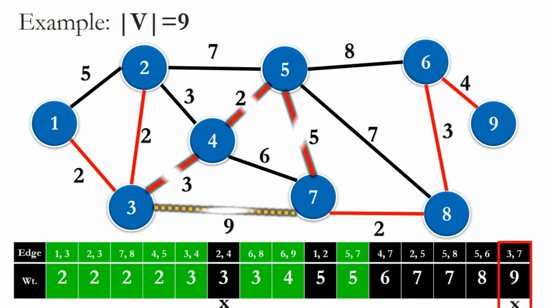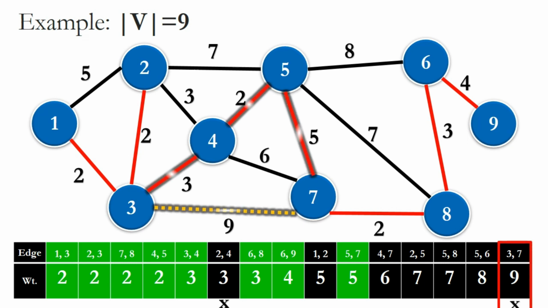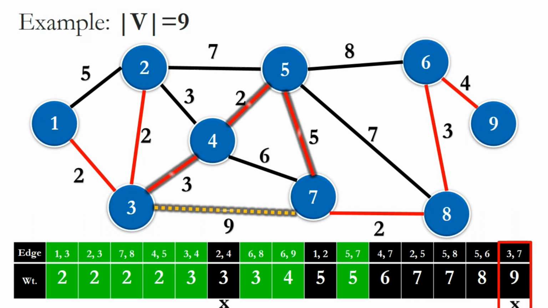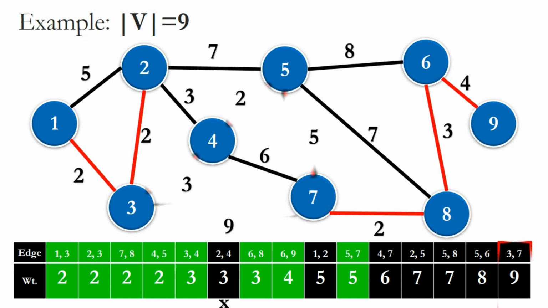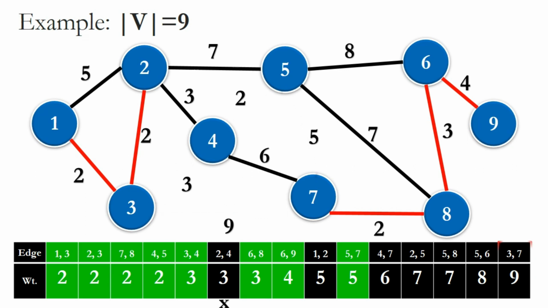Okay, let's proceed to the last element, the value of 9 from vertex 3 and 7 as reference edge. As we notice in the graph, vertex 3 and 4, vertex 4 and 5, vertex 5 and 7 is connected to each other. And if we connect the vertex 3 and 7, they can form a cycle. Therefore, we're not going to include the value of 9 from the vertex 3 and 7 to our spanning tree.